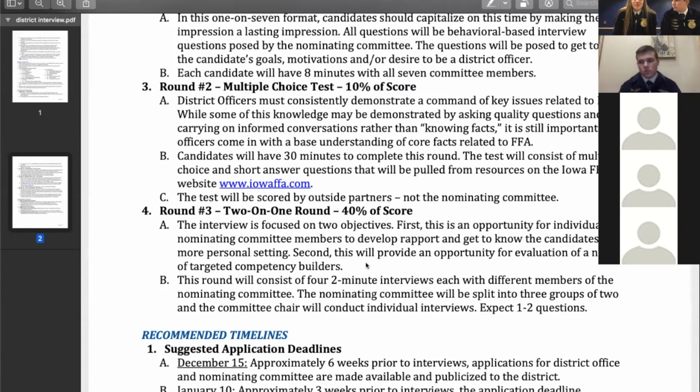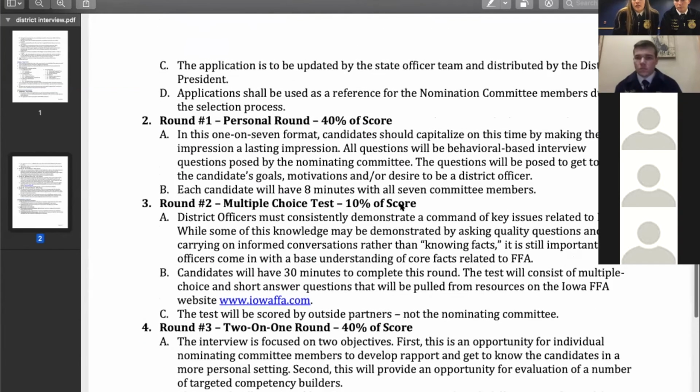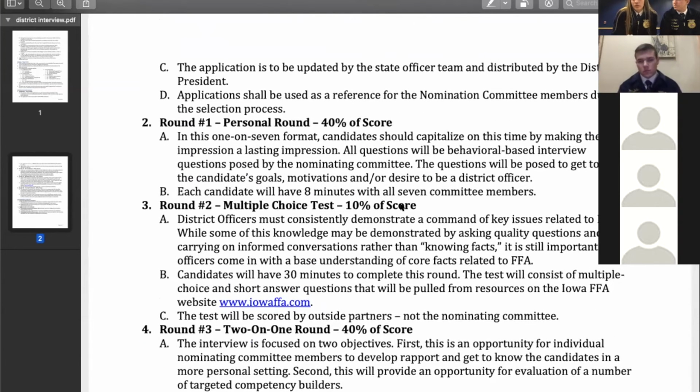I guess that's just the short end of the basics of the interview. There's obviously more explanation within this. And once you apply, there'll be more information sent out, like how logistics work and everything.